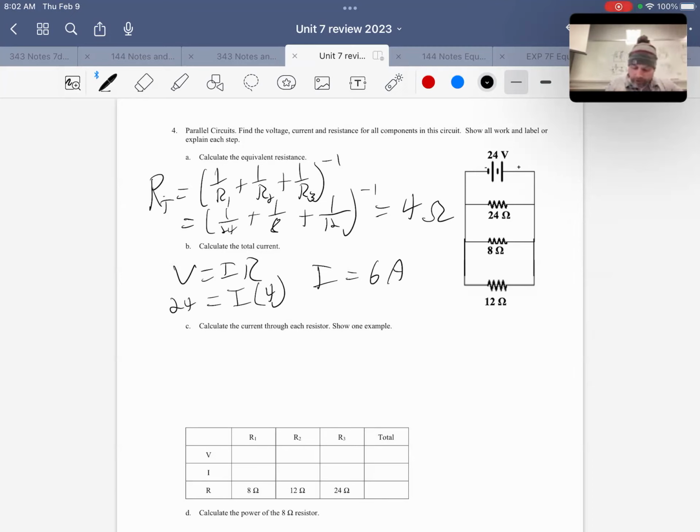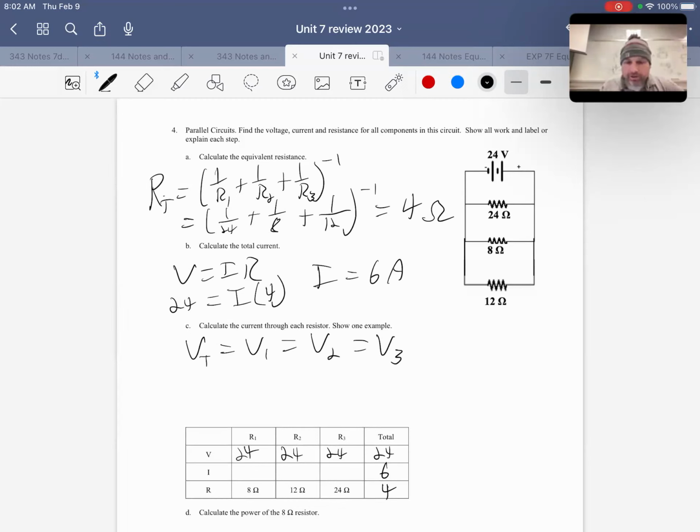All right, current through each resistor. Again, I can use the table here because I know it's parallel. Voltage total equals the voltage across 1, which equals the voltage across 2, which equals the voltage across 3. So voltage is the same. And so if it's 24 volts there, then I can put 24 all the way across the table. All right, we found that was 4, and we found that was 6.